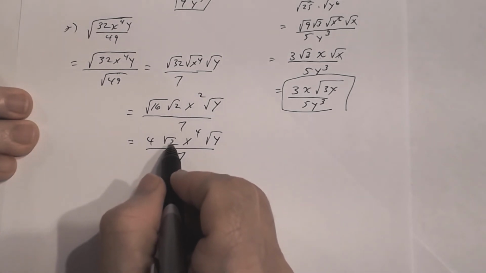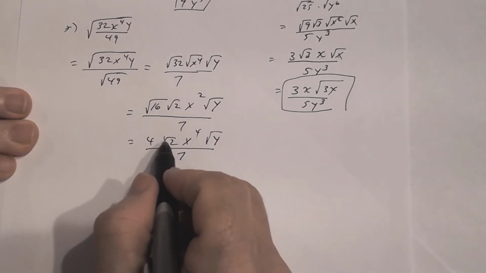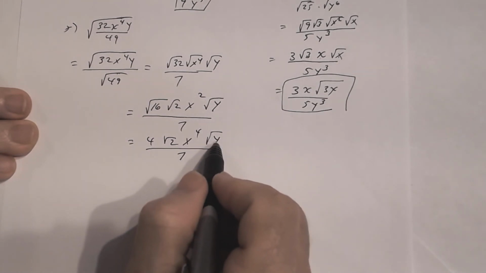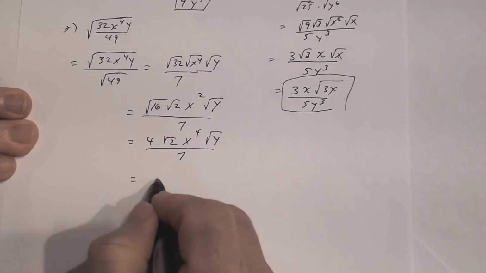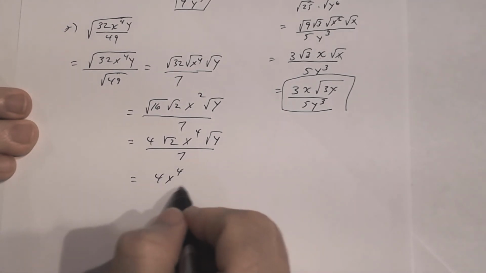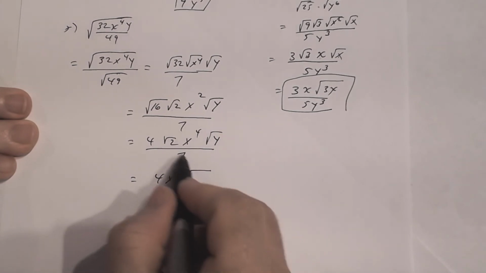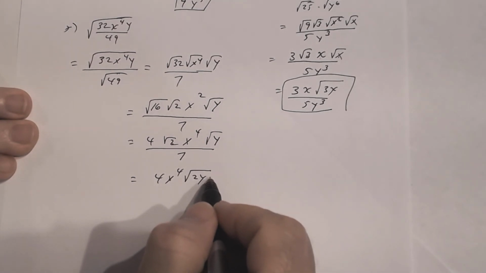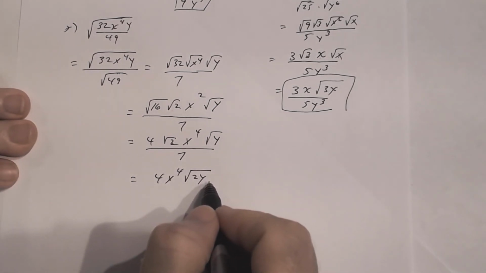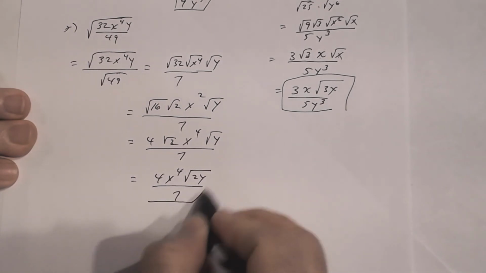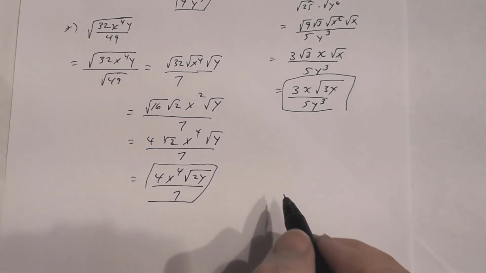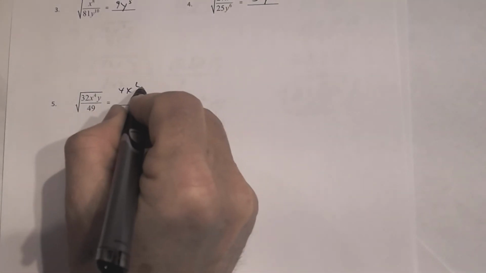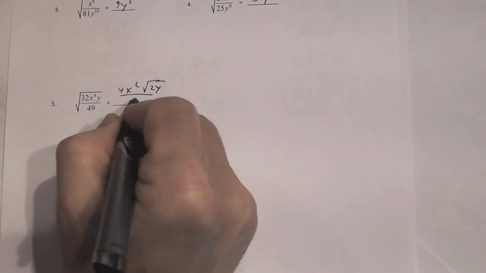for square roots, since the indices are the same, I can write this as one square root. Just multiply the radicands together. So I'm going to get as an answer 4x to the 4th. Always put the square root at the end, times the square root of 2y. See, if you put x to the 4th at the end, it may look like x to the 4th is under the square root, and you will not get full credit. All right, and so that's the answer to number 5. So number 5, the answer is 4x squared times the square root of 2y divided by 7.